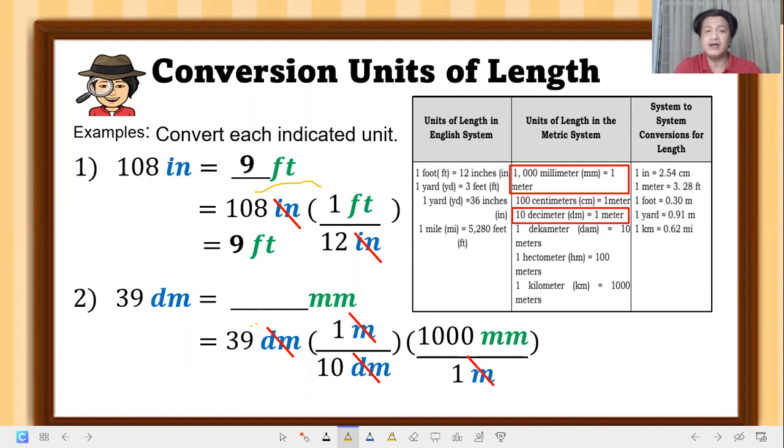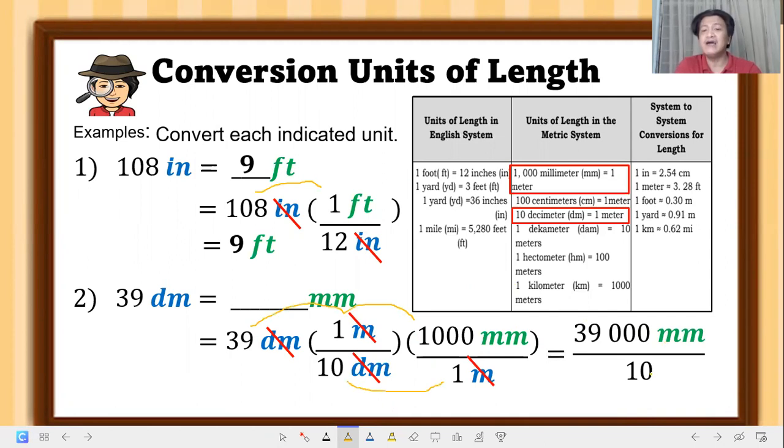What is 39 times 1? 39 yon, times 1,000. That is equal to 39,000. Copy the unit mm or millimeter. Also, 10 times 1, 10. Kaya over 10 po siya. Then you can now divide. What is 39,000 millimeter over 10? That is equal to 3,900 millimeter. Yan ngayon yung equivalent ni 39 decimeter is equal to 3,900 millimeter.